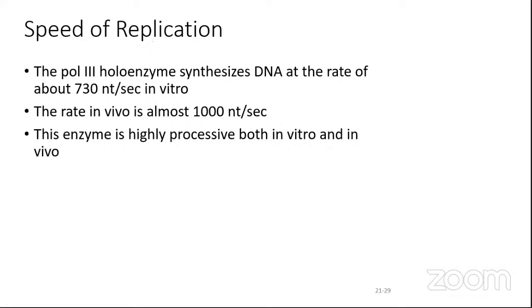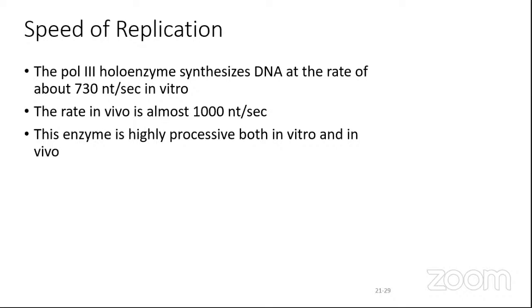And now, what is the speed of replication? So this Pol 3, the DNA polymerase 3 holoenzyme, can synthesize in vivo, that is inside the living cells, at a speed of about 1000 nucleotides per second, and under in vitro conditions, it is 730 nucleotides per second. So you can see some differences in vitro and in vivo conditions.